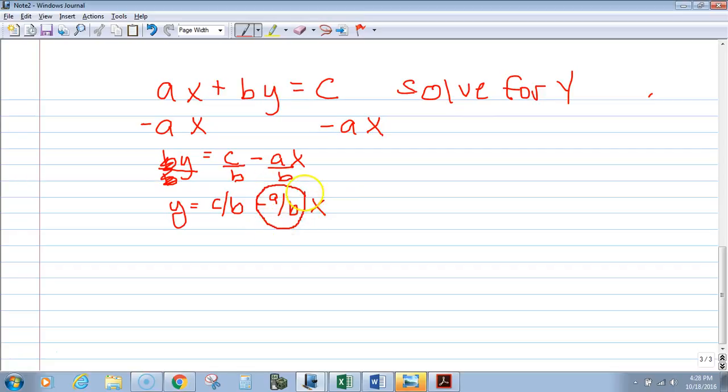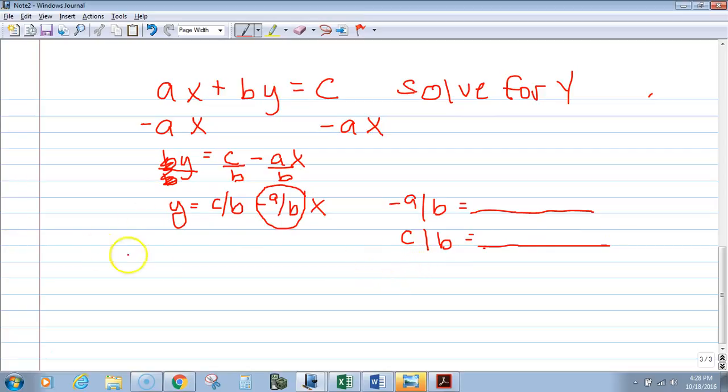So look at what I got. Negative A over B is my slope. I want you guys to write slope here, and let's see again how many people are paying attention. I'm going to come around and check. So negative A over B is the slope, and what does that make C over B? That's exactly right. That's the y-intercept.